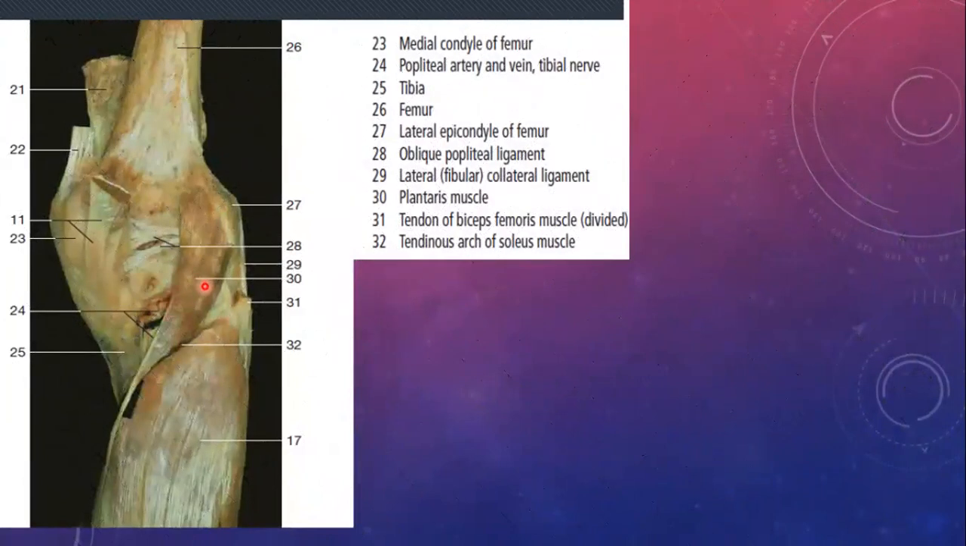Another one to show you the plantaris clearly, its origin here from the lateral supracondylar line. Then this is your soleus. You have removed the gastrocnemius. This is your oblique popliteal ligament.